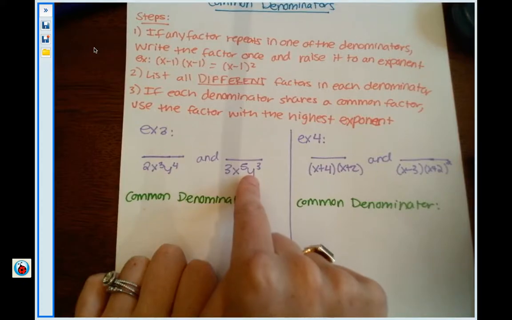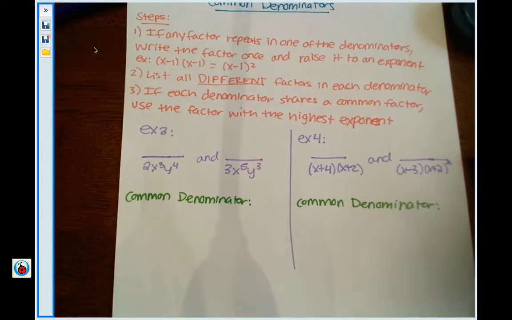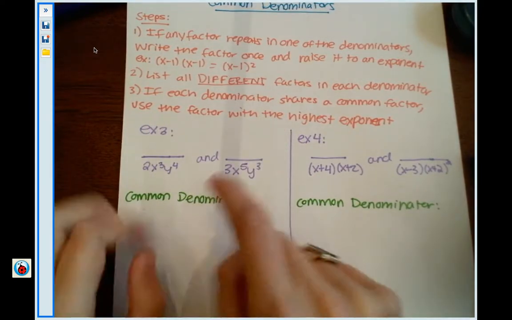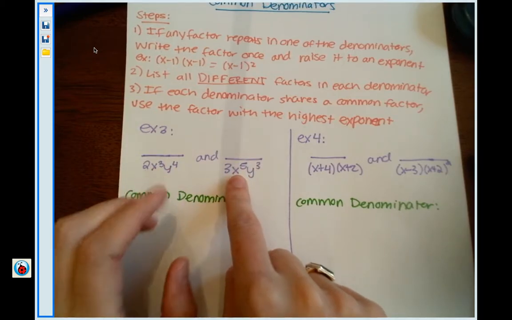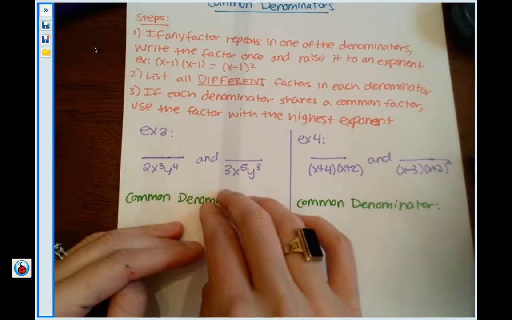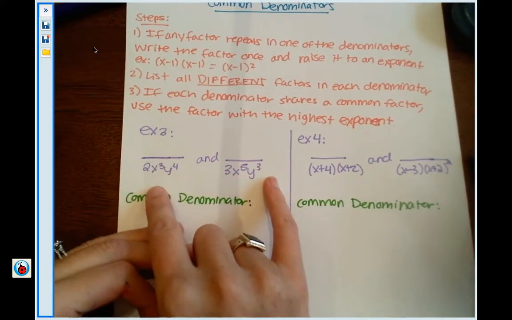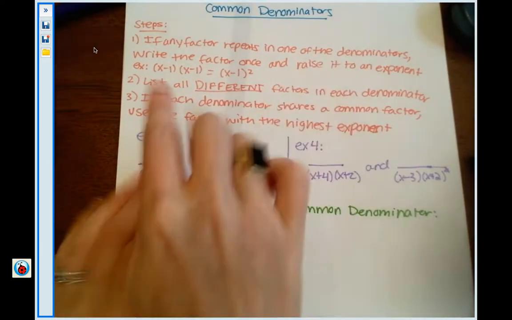Okay, step 2, if we're looking at example 3. So again, guys, all we're doing is focusing on how to come up with a common denominator. We're not trying to add or subtract these, so we're just visualizing that we had two fractions that were adding and subtracting, and we're trying to get a common denominator. So that's what we're practicing. So we're only looking at the denominators right now. I could care less about what's in the numerator. Okay, so let's keep going.